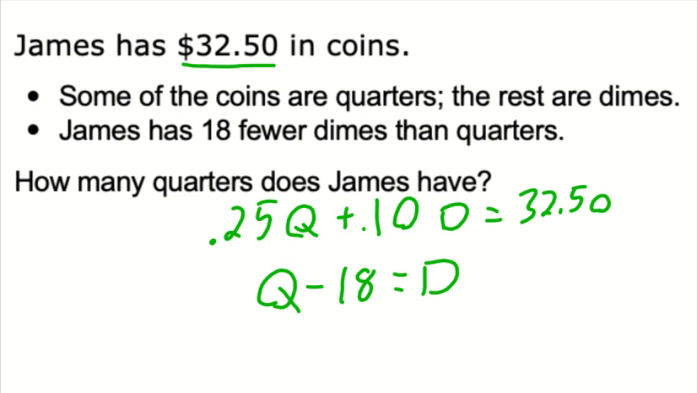If you're putting that in Desmos, just remember you got to use X's and Y's. Can't use Q and D. And then you got to keep track of which one's which because it's only asking for the one. In this case, there were 98 quarters and 80 dimes. Any questions on that?